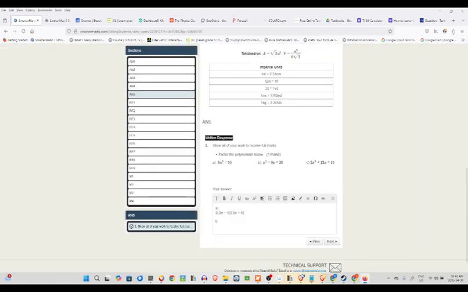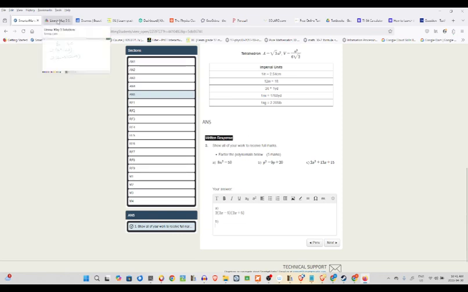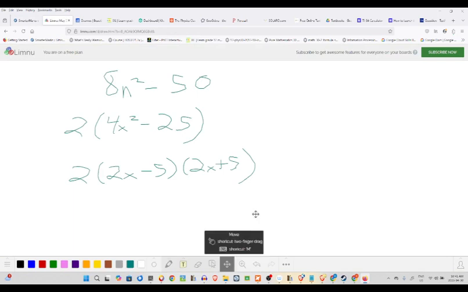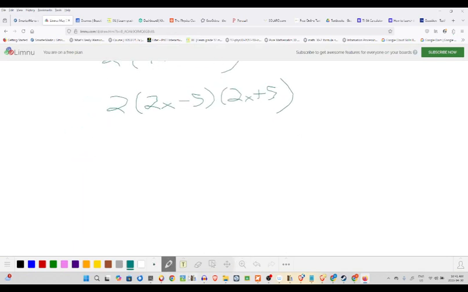Again, using the equation editor is optional. I just find it is much nicer looking. So now we have p squared minus 9p plus 20. This has a coefficient of 1. So we are, and this has a positive number.